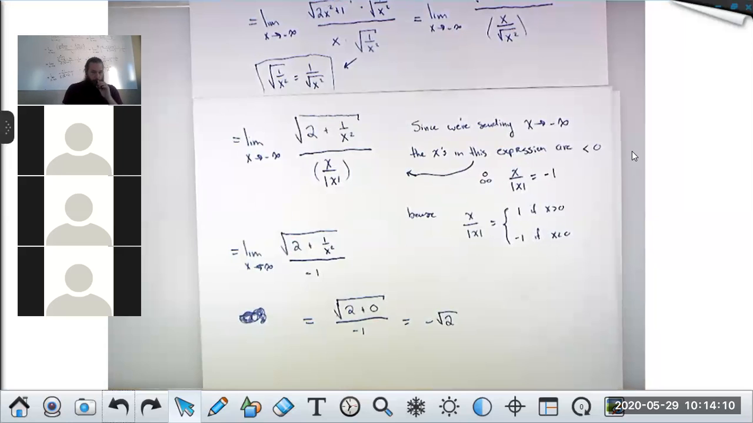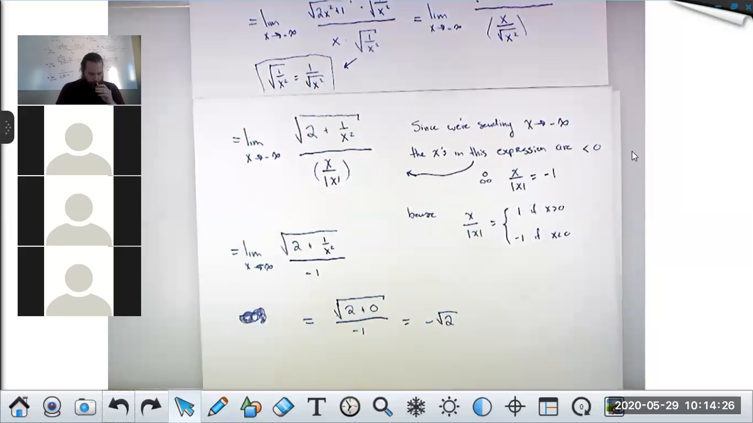Question. Yeah, go ahead. Oh, never mind. I wrote the negative inside the square root. I just realized it's on the outside. I see. It is, yeah. So the square root is just of the numerator, and the downstairs is -1.